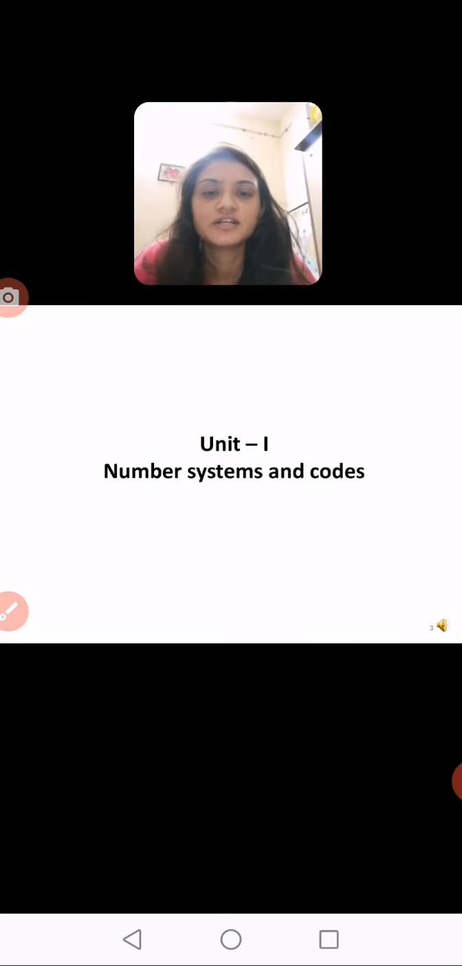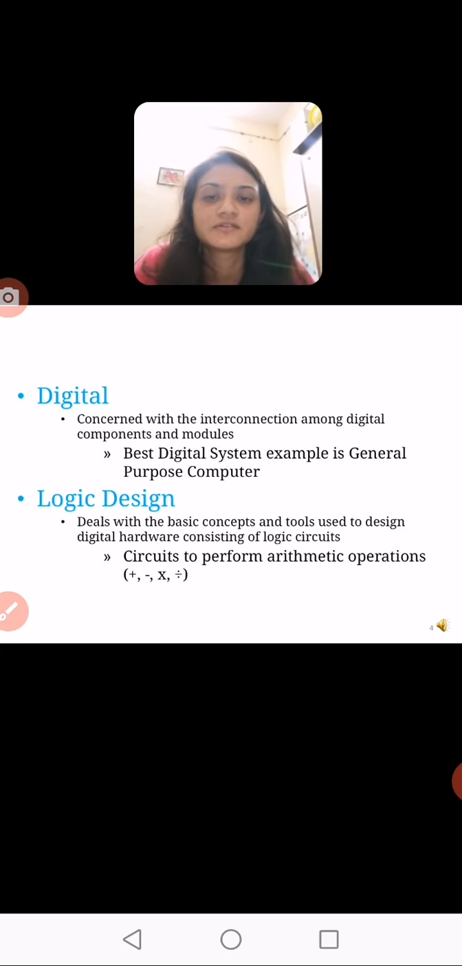Let us start with Unit Number 1, Number Systems and Codes. The first term that comes is digital, concerned with the interconnection among digital components and modules. The best digital system example is general purpose computers. The second term is logic design, which deals with the basic concepts and tools used to design digital hardware consisting of logic circuits, circuits to perform arithmetic operations like addition, subtraction, multiplication and division.